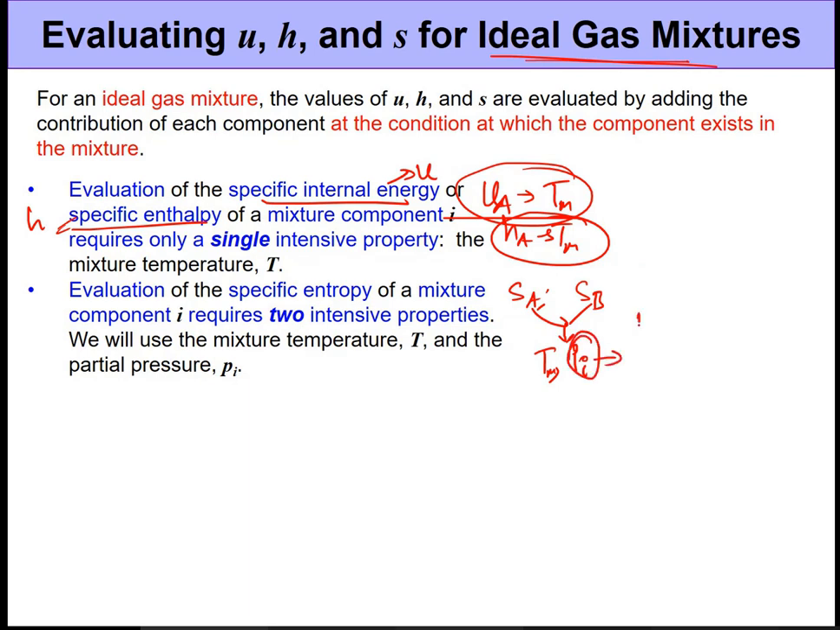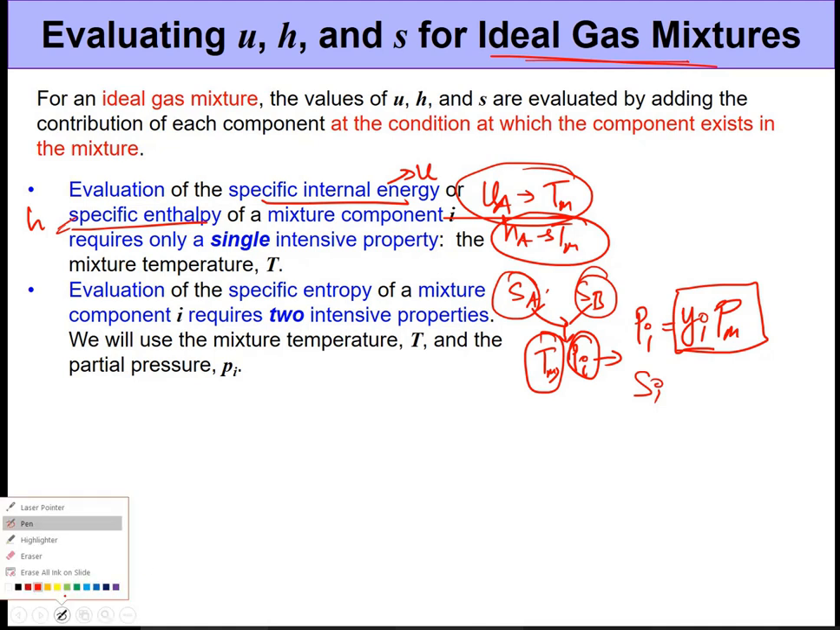What is the partial pressure? Well, for an ideal gas, the partial pressure is equal to the component pressure, and it's equal to the mole fraction times the mixture pressure. Okay, so we need this yi times Pm quantity, which is the partial pressure of the individual component, and the mixture temperature to determine the entropy at a given state. Here we are determining the entropy of gas A or entropy of gas B, right? Entropy of, let's say, in general Si. That's all we're trying to determine.